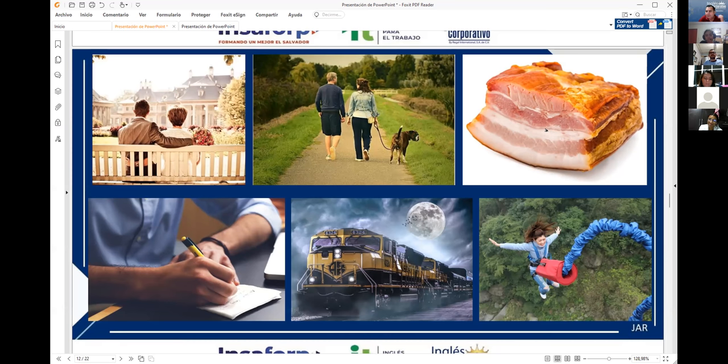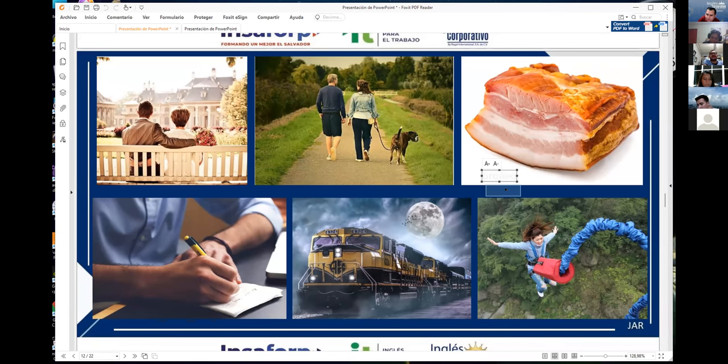Como digo asado. They prefer the log or pork. Barbecue. No. Broiled. I don't see it, teacher. Asado is broiled. They prefer the low pork. Broiled. So this is pork.